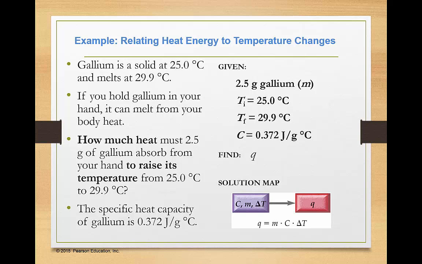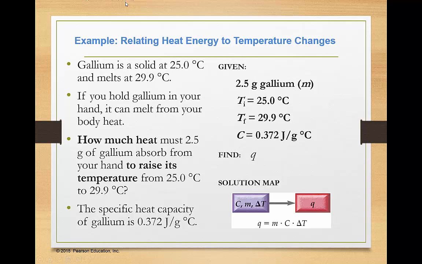Alright, so in this case, they're saying that they have a piece of gallium that is 2.5 grams. So if I put a 2.5 gram piece of gallium in my hand, how much heat does it have to absorb from my hand to raise it from the 25 degrees Celsius to its melting point at 29.9?